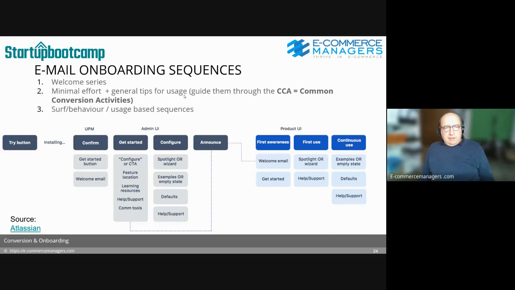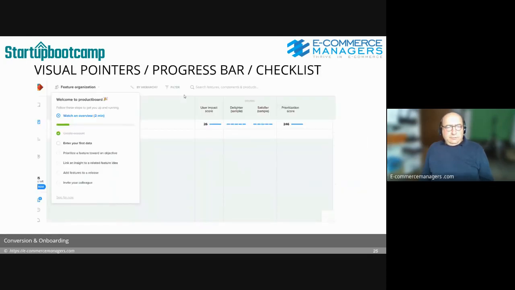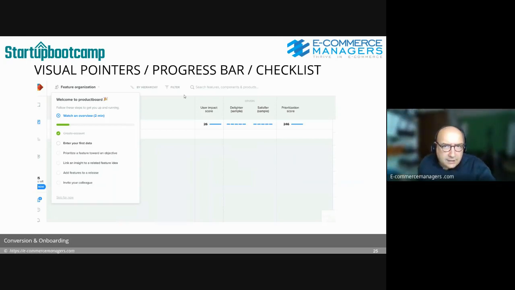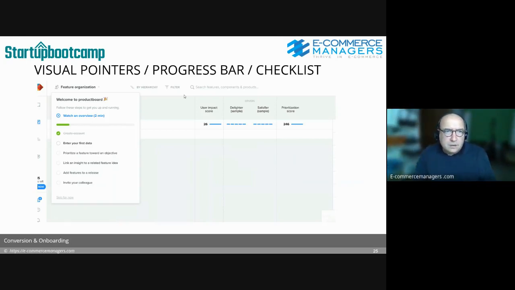And here's an image from Atlassian. Of course, you have pointers, progress bars, a checklist. Here's the integration in one. And you see here there is a checklist, but also a progress bar. And they offer several kinds of content, like a watch and overview for a 2-minute view. And they can also click to the next step. So in one screen, they offer several ways to guide users through the process.